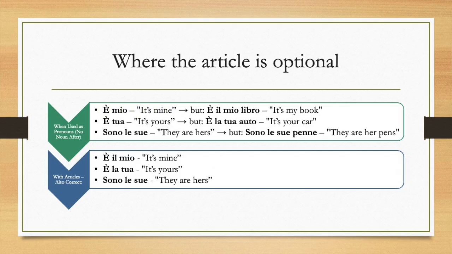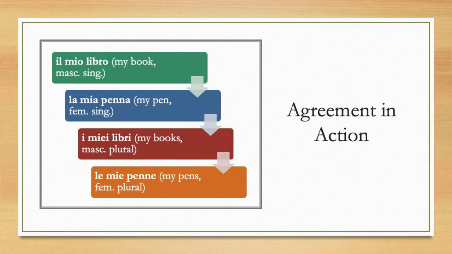When the possessive works as an adjective, meaning with a noun, that possessive comes before the noun, and the article is required. È il mio libro. It's my book. È la tua auto. It's your car. Sono le sue penne. They are her pens. As you have noticed, possessive adjectives in Italian work just like other adjectives.